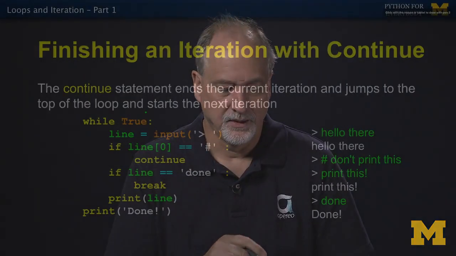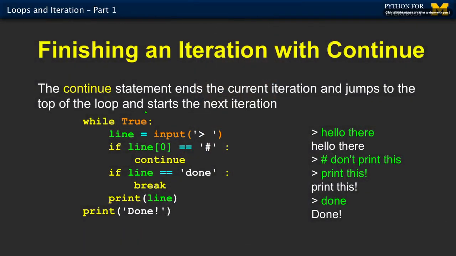The other statement that does something like this is continue. Continue says quit on the current iteration and go to the next iteration. So it skips out of the iteration, but it doesn't skip to the line beyond the loop. It skips back up to the top. Break says get out, and continue says don't do the rest of this iteration, but go up and do the next iteration.